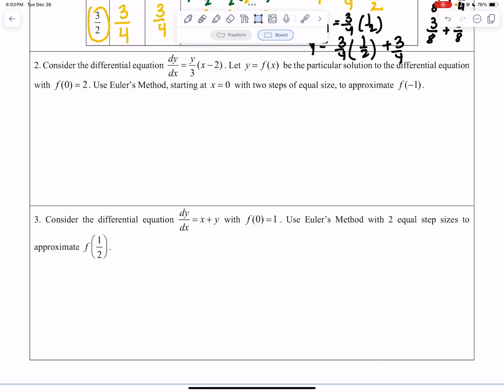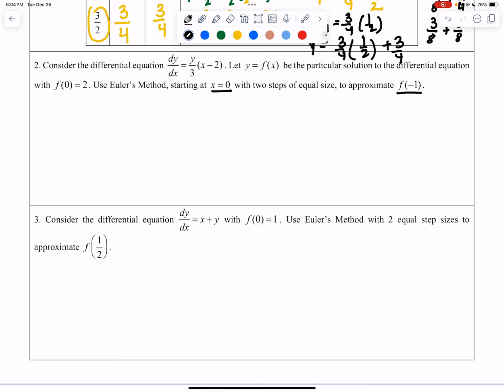Okay. Number 2. We have the differential equation dy dx is equal to y over 3, x minus 2. Let y is equal to f of x be the particular solution to the differential equation with f of 0 is equal to 2. And then we're going to use Euler's method starting at x is equal to 0 with 2 steps to approximate f of -1. All right. So we're starting at 0 and we want 2 steps to approximate f of -1. So I have 0 minus 1 over 2, meaning that my approximations are going to be -1/2.